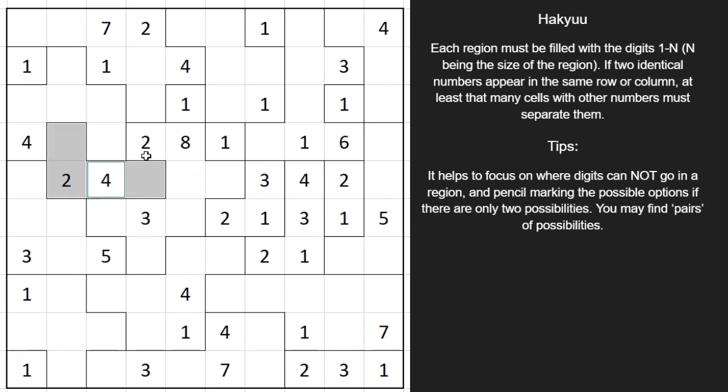So where does the 3 go? 3 can't go in this cell because there's already a 3 below it. So the 3 goes there, the 1 goes there. So let's come back to this 4-cell region. This can't be a 1, so we know a 1's going to go in one of those 2. We don't know which one yet. This 3 blocks those 2 cells though. So the 3 must go down there.